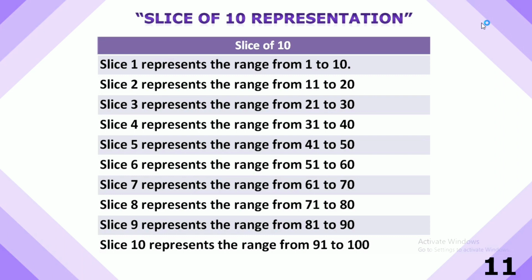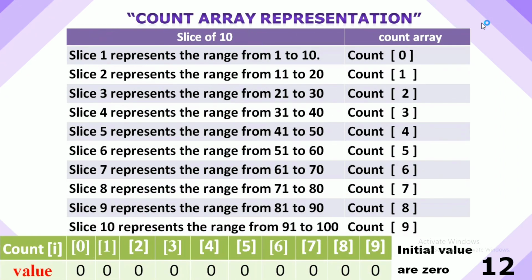up to slice 10, which represents the range from 91 to 100. To keep track of how many numbers arrive in each group, we use a variable called count, which is of type array. Initially, all the values in the count array are assumed to be 0. The count array is indexed from 0 to 9. Count[0] represents slice 1, count[1] represents slice 2, and so on, up to count[9], which represents slice 10.